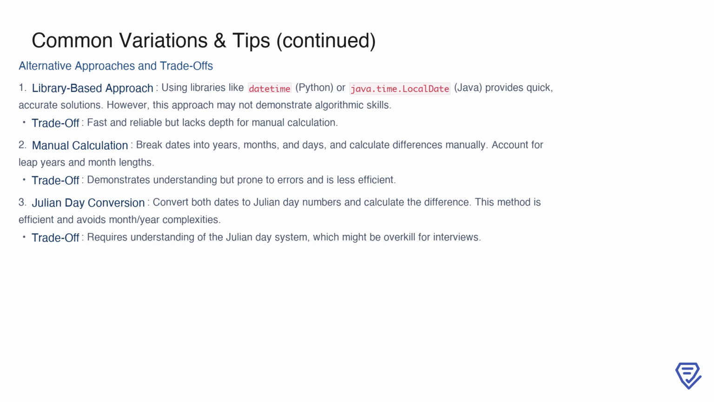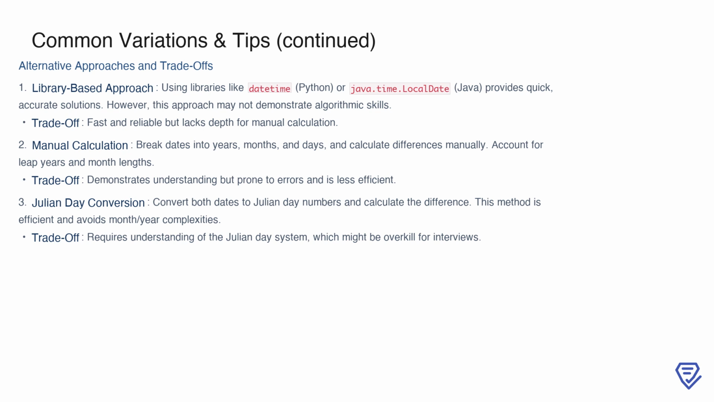On the other hand, a manual calculation approach involves breaking dates into years, months, and days, and then calculating the differences step by step. This method requires you to account for leap years and the varying lengths of months. While it shows a deeper understanding of the problem, it's prone to errors and less efficient than library-based solutions.